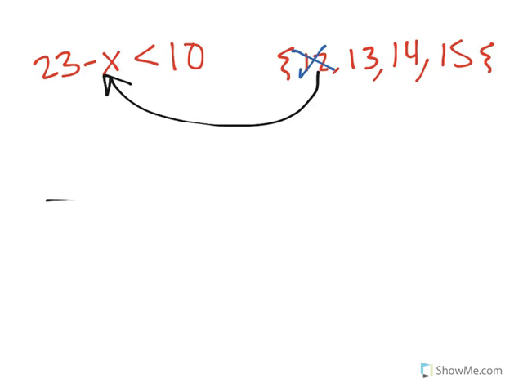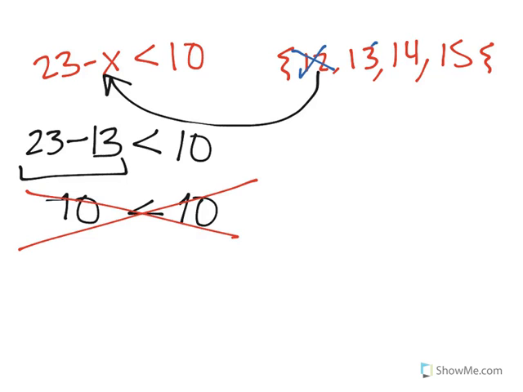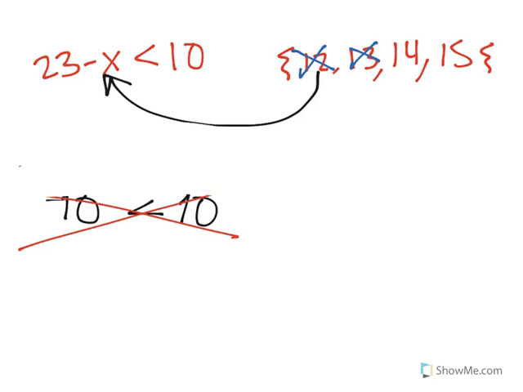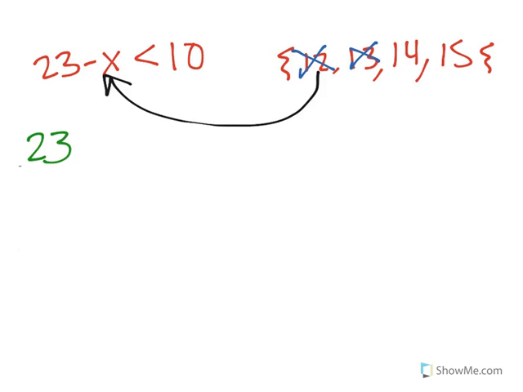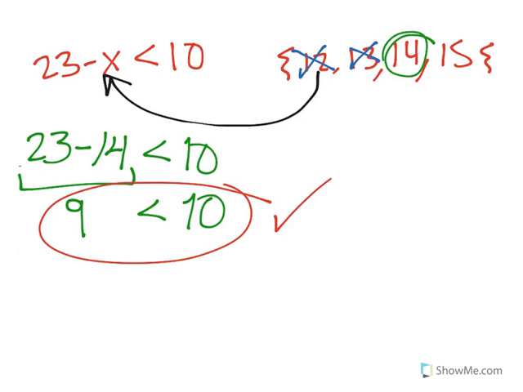Now let's try 13. So 23 minus 13 is less than 10. Well, 23 minus 13 is 10. And as I mentioned before, 10 is not less than 10. So 13 cannot be the answer either. Next, we have 14. We have 23 minus 14 is less than 10. 23 minus 14 is 9. And 9 is actually less than 10. Very well, we found one of the solutions.